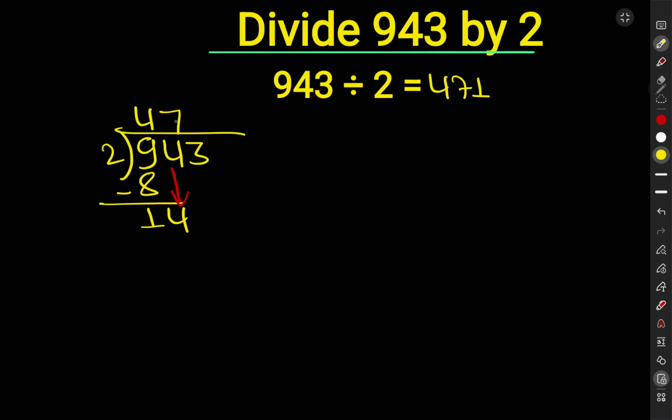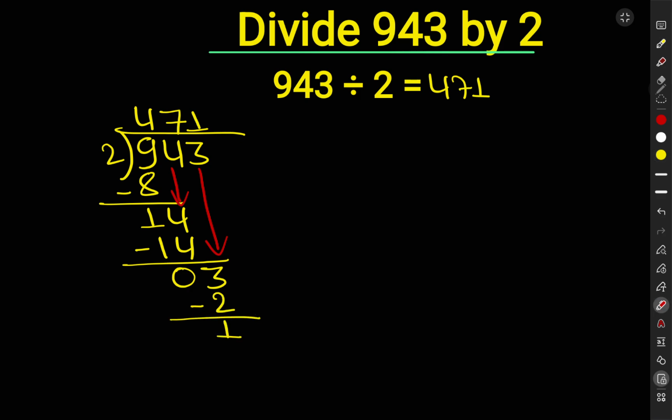So 2 times 7 is 14. On subtracting we get 0. So again we put down this 3 and 2 times 1 is 2. On subtracting we get 1. So now there is no number to put down.